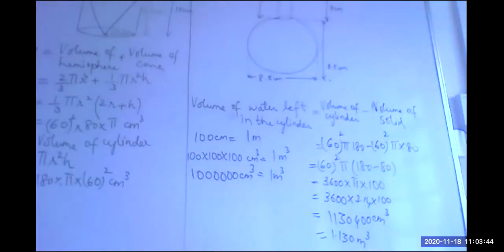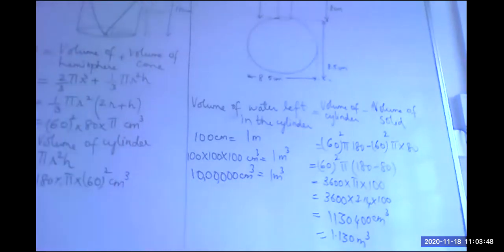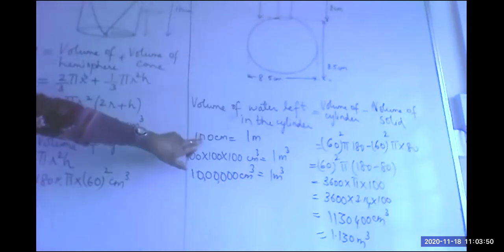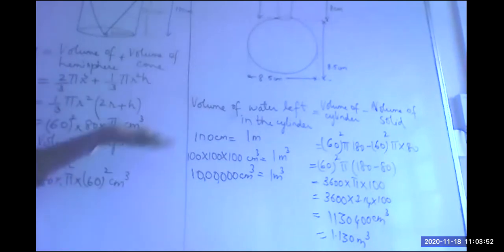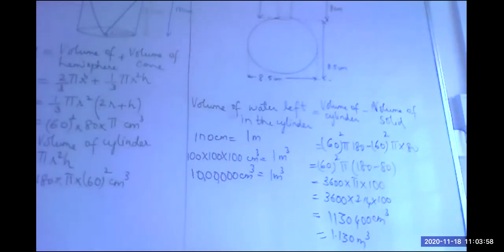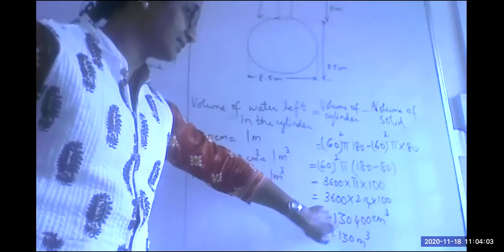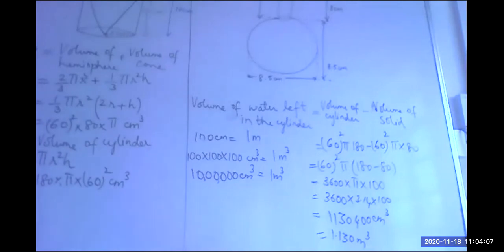1 lakh, 10 lakh. Don't simply close your eyes and give me 1000, 10,000, etc. Centimeter to meter conversion happens three times, that is 100 into 100 into 100, which will give you 1 meter cube. So it will be 10 lakhs. So you have to divide it by 10 lakhs. So 1, 2, 3, 4, 5, 6. You understand why the decimal has come there? So it is 1.13 meter cube. So that's how you have to complete that problem. I hope you have understood.